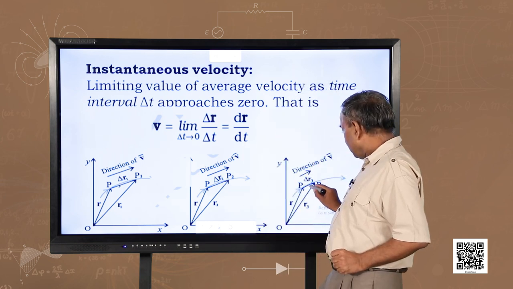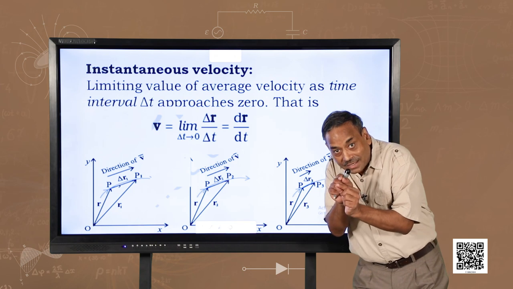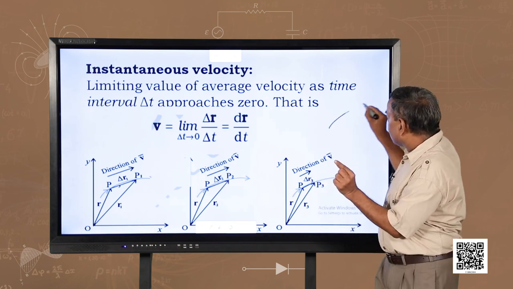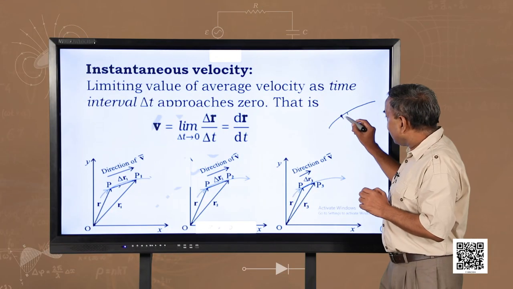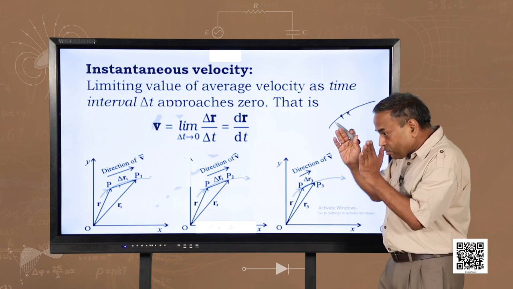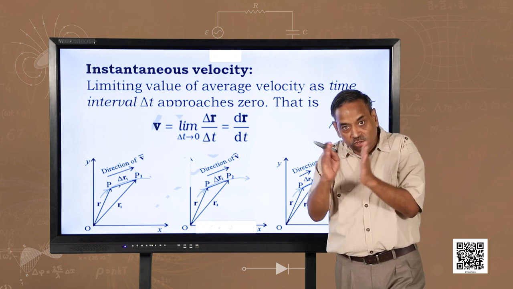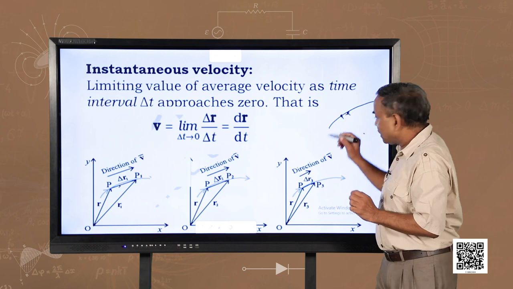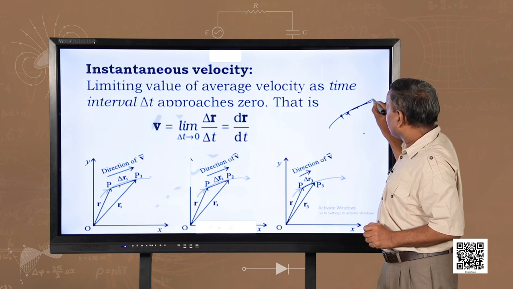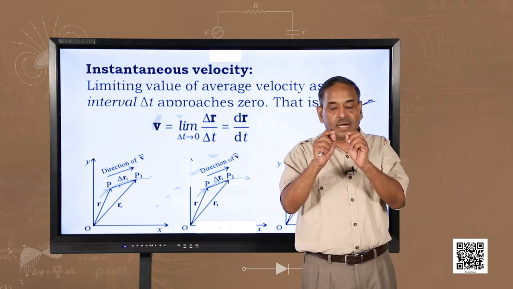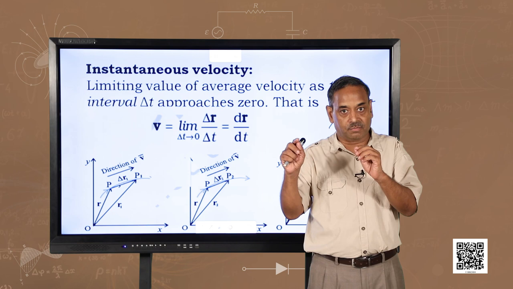Now in this case you will see that the direction of v is along delta r, which is nothing but the tangent at that particular point. Suppose this is the motion, and this is the first point and this is the second point. As delta t decreases, delta r will keep on decreasing and will become like a point. If delta t becomes negligibly small, this difference would appear like a point, say here. Now if you draw this vector, it will become a tangent at this point. So the direction of velocity along a path is nothing but the tangent at that particular point.